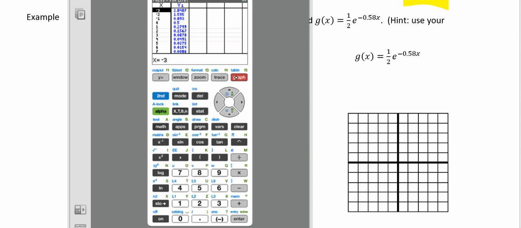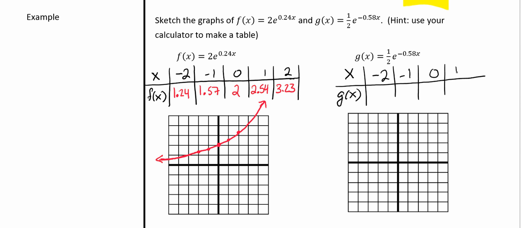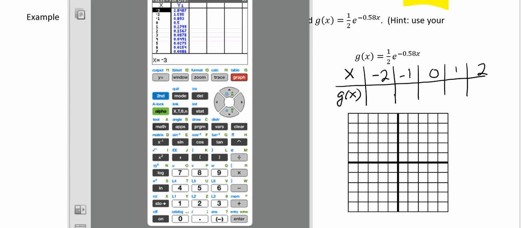Let's set up our table so that we're ready to write down those values. We're going to have our x and our g of x. We'll do the same values, negative 2, negative 1, 0, 1, and 2. Now we're ready to go to our table, and we're going to do the same thing, round that to 2 decimal places. So go ahead and push pause, and then when you're done, push play, and we'll go from there.